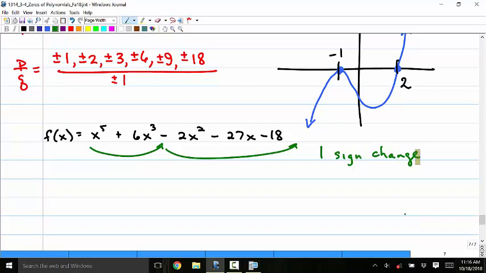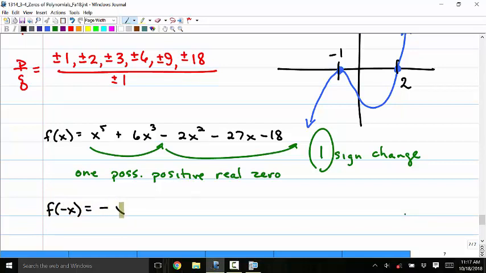So how many possible positive real roots will that function have? 1. 1 possible positive real zero, or root. Now let's go look at f of -x.